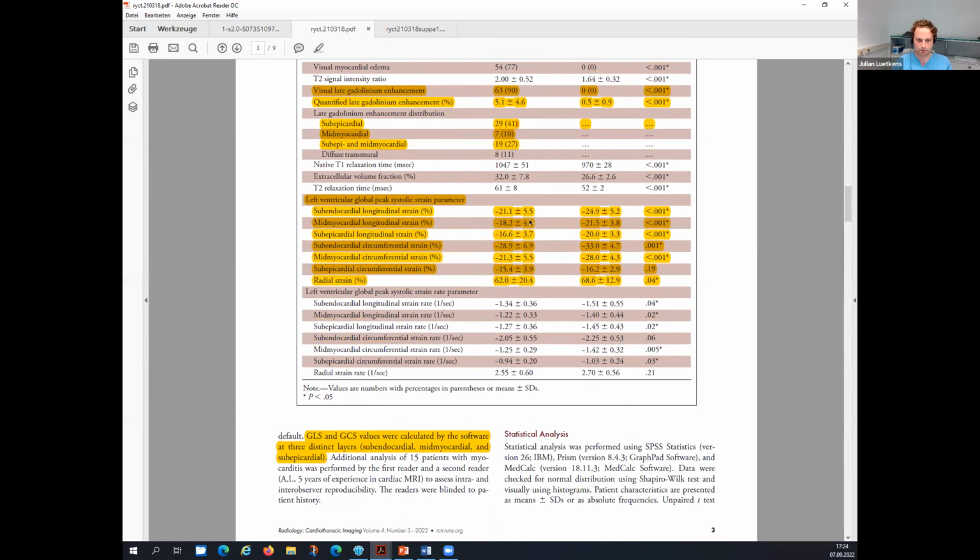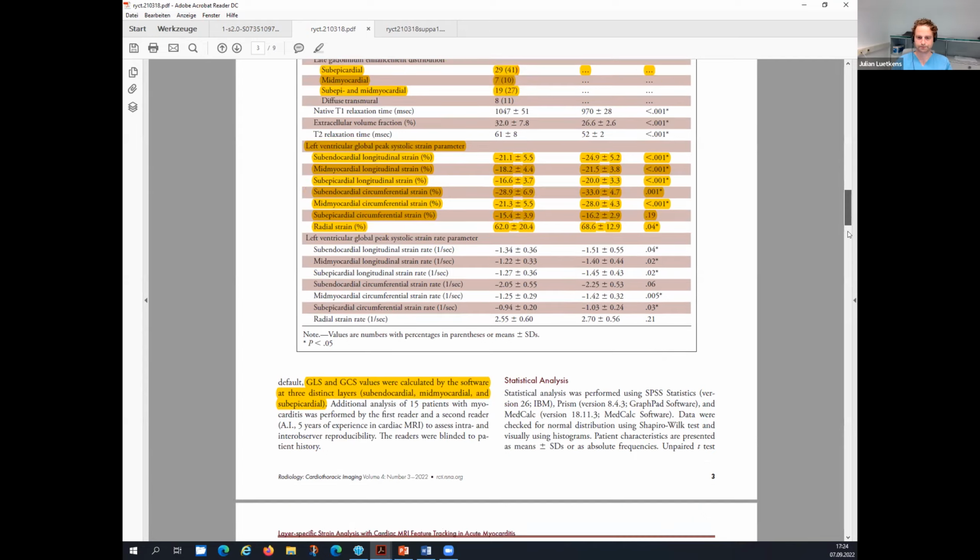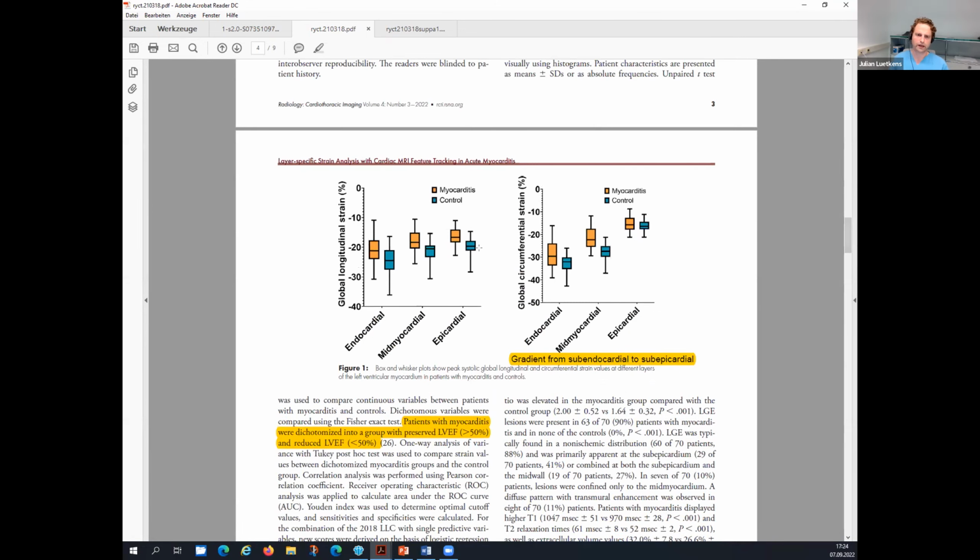When we look at the strain parameters, we can see that there are group differences between myocarditis patients and controls, except for the subepicardial circumferential strain. When we look closer at the strain parameters, we can see, for example, for the global circumferential strain, that there is this gradient from subendocardial to subepicardial, with higher values at the endocardial levels and lower values at the epicardial levels for myocarditis patients and controls.